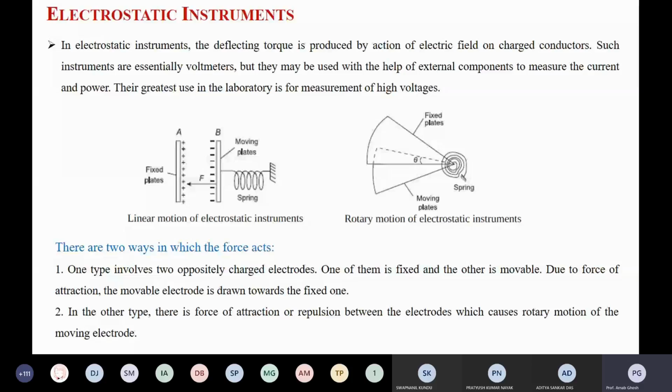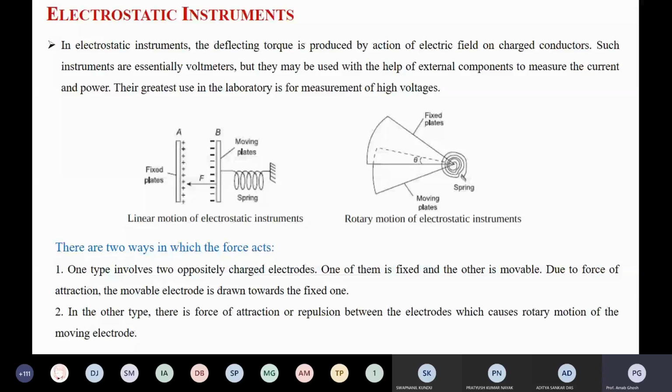Okay. Because in all these cases the constructions are normally the same, and the other features need to be discussed, I will cover these two important points in two different modules. And the rectifier based instrument I have already discussed with the PMMC instrument. So these are all very important examples of analog instrumentation. So the full and final point is the electrostatic instrument.